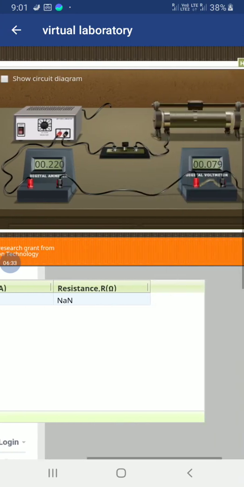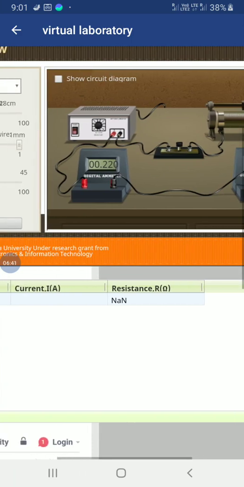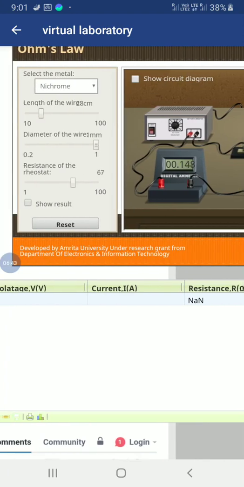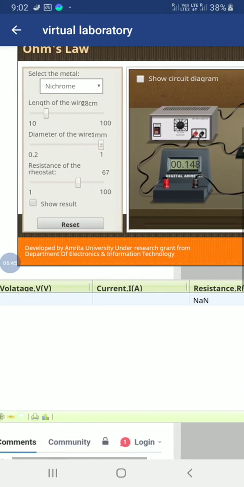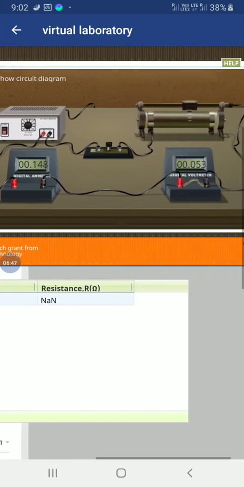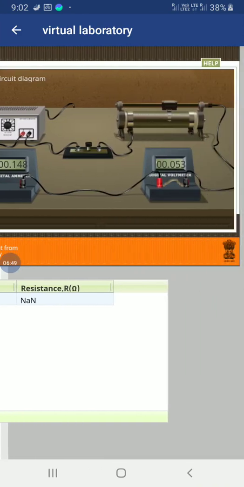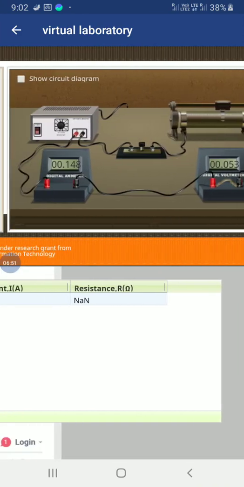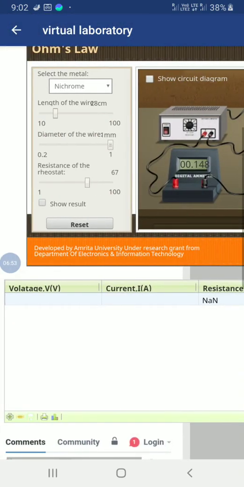Now the voltmeter shows 0.07 volt and the current is 0.2. Now if I change to 67 resistance, the voltage you can see is 0.053 and the current will be 0.14. So as I increase the resistance, the value of current will decrease, meaning flow of electricity will be restricted.